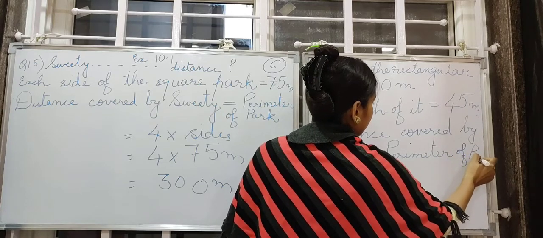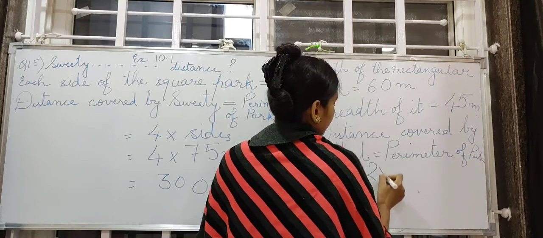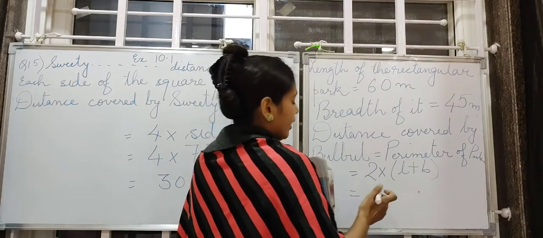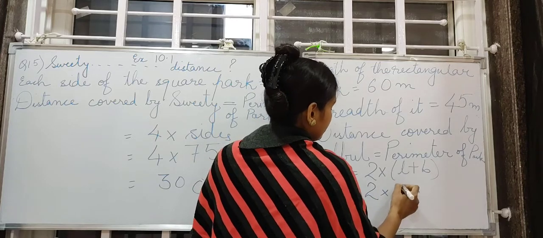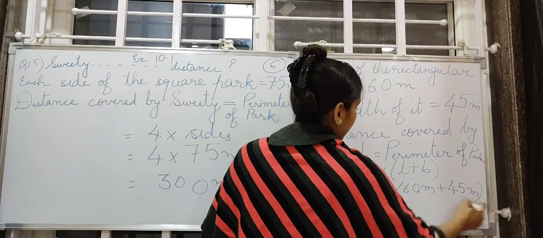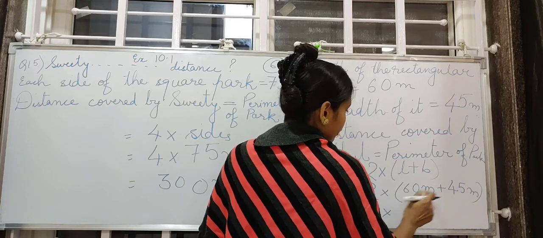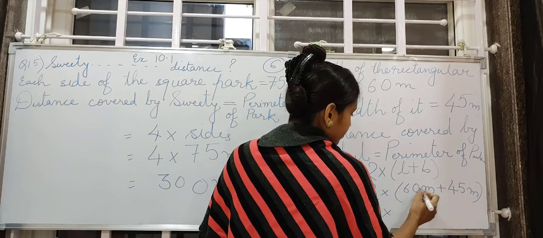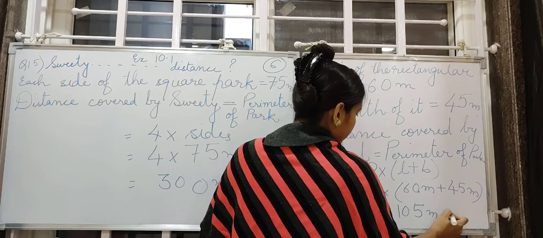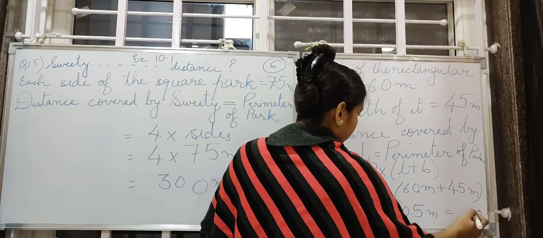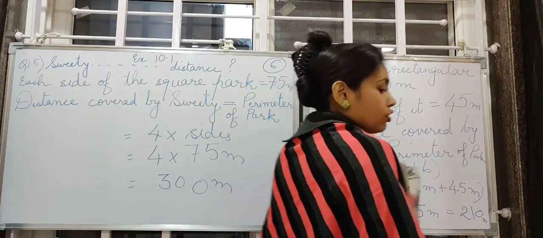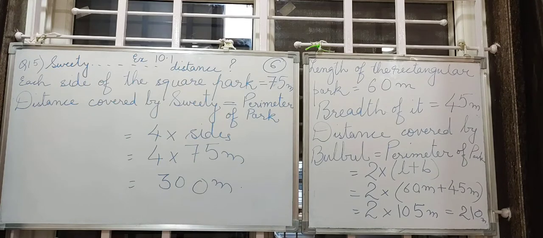of park, which is equal to 2 into length plus breadth, since it's a rectangle. So 2 into what is the length? 60 meters. What is the breadth? 45 meters. 2 into, we added, 105 meters, then 2 5s are 10 and 2 1s are 2. So 210 meters.